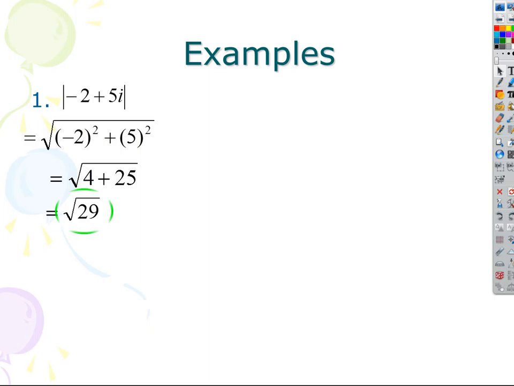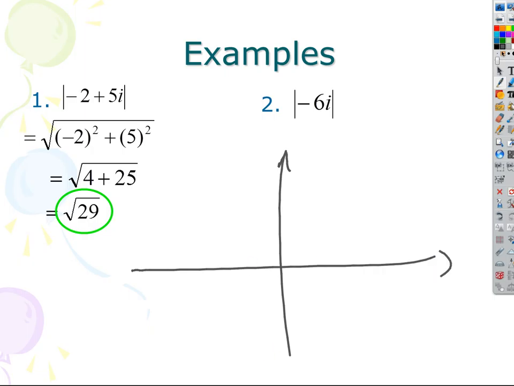If I were to graph that one in the complex plane, isn't that one just right there? Right? It's right on the y-axis. And so it's just 6. Now, if I apply the formula, of course, it's 6. It's just the square root of 0 squared plus negative 6 squared. Square root of 36, which is 6, right?